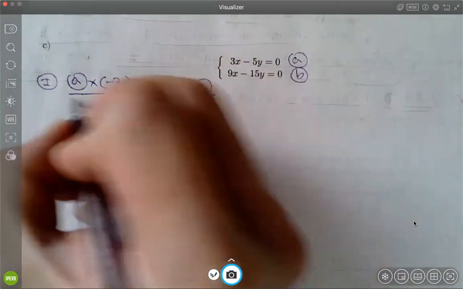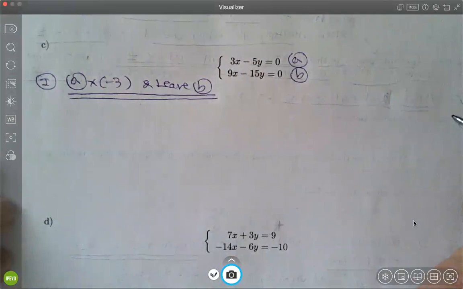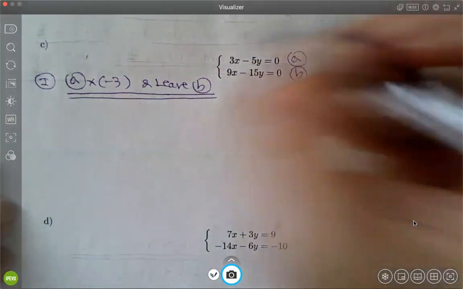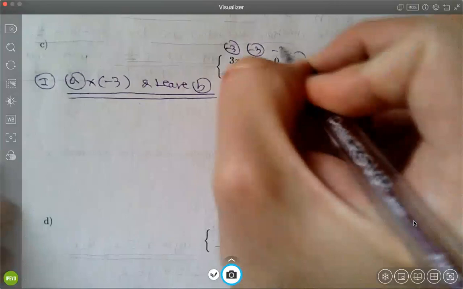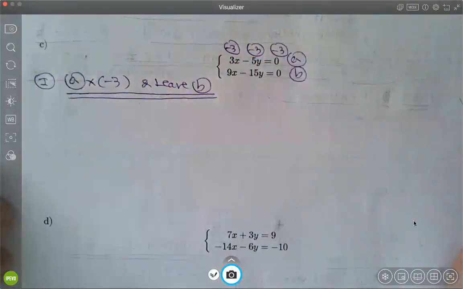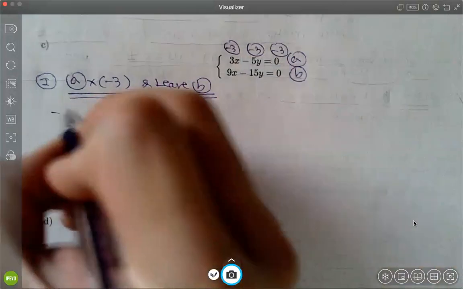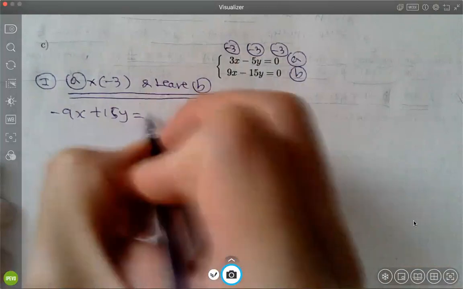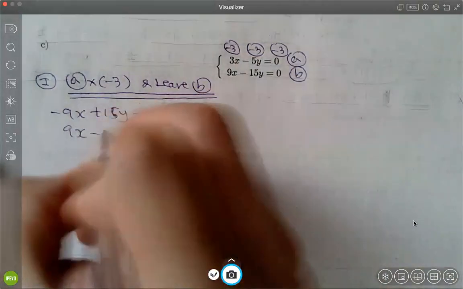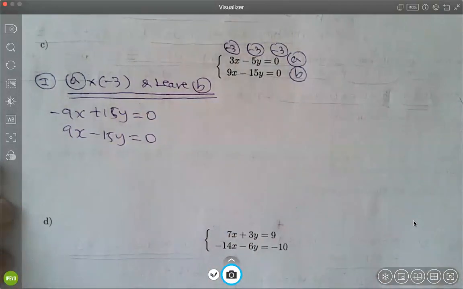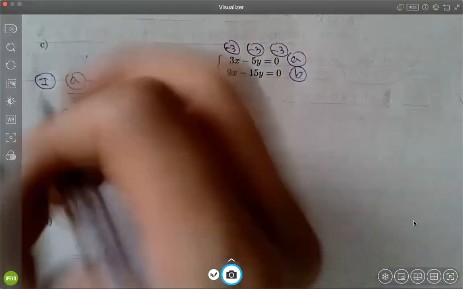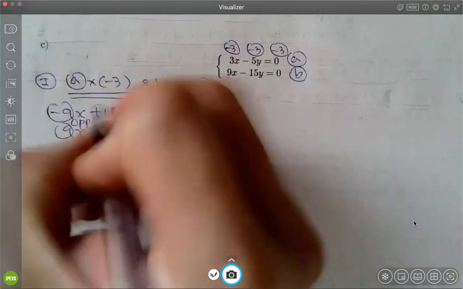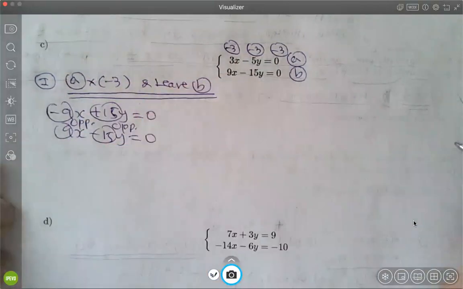So what happens? We have to multiply -3 to each term in A. So times -3, times -3, times -3 here. Okay, so what do we have? -9x plus 15y is equal to 0. And then 9x minus 15y equals 0, right? Okay, so now here, do we have any opposite coefficients? Oh yeah, we have a lot, right?